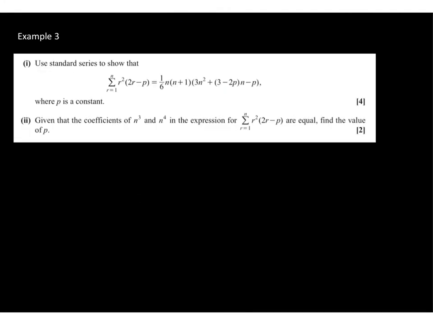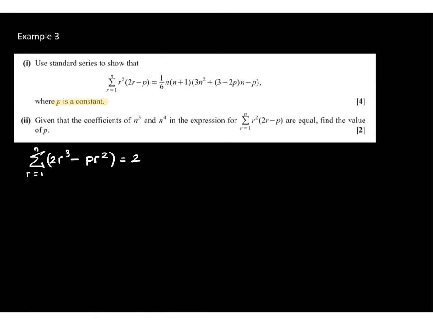So moving on to another example, we'll look at some slightly more complex questions now. So part 1, use standard series to show this result up here. So this is interesting. We've introduced some kind of constant here, p. Let's see how we can do this. So first part, let's separate out the summation. So this becomes 2r cubed minus pr squared. Remember, r is a constant, and we're taking the sum between r equals 1 and n.